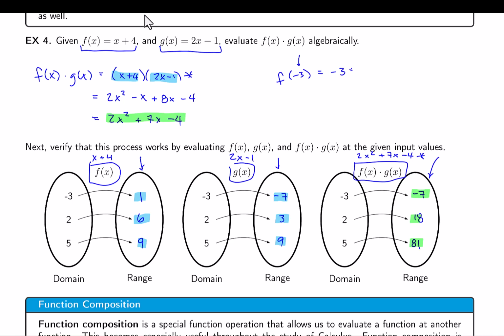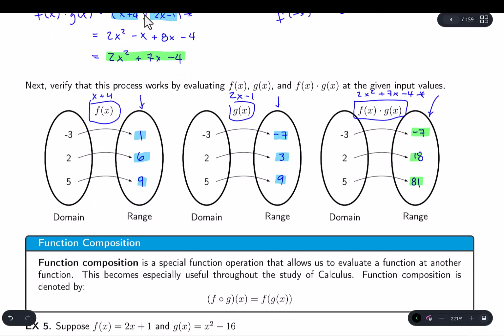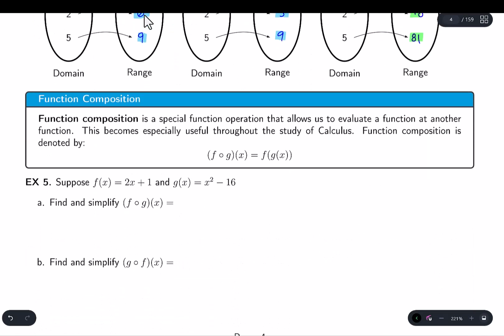So 3 plus 4 is positive 1. But I did function composition. If you can do that, you can do all of the other types of function composition, which doesn't involve numbers, and that's when students usually get a little bit tripped up.